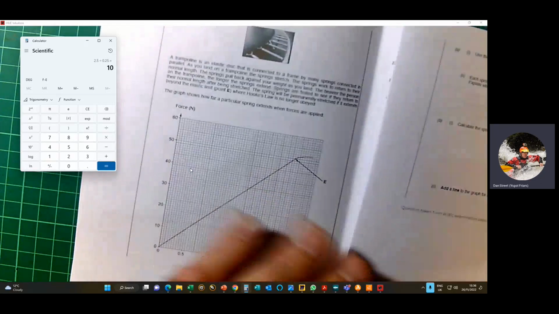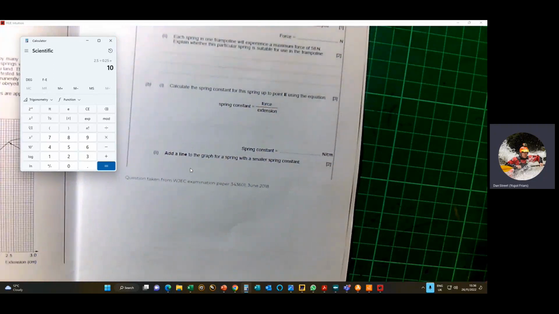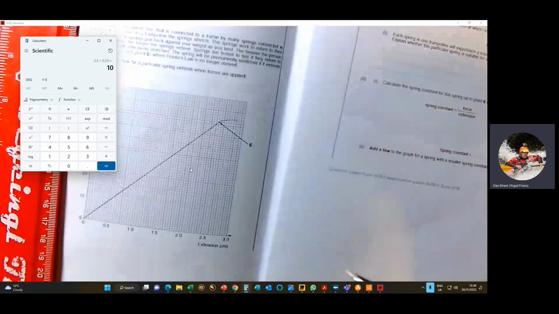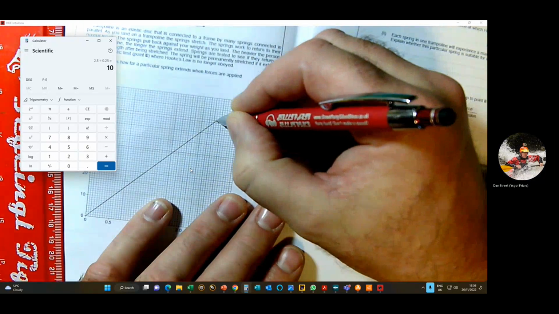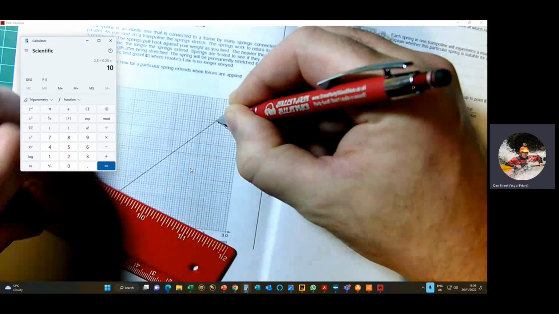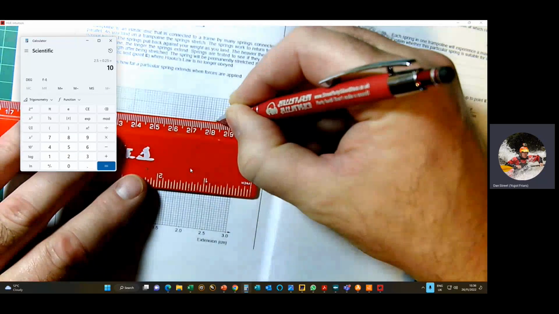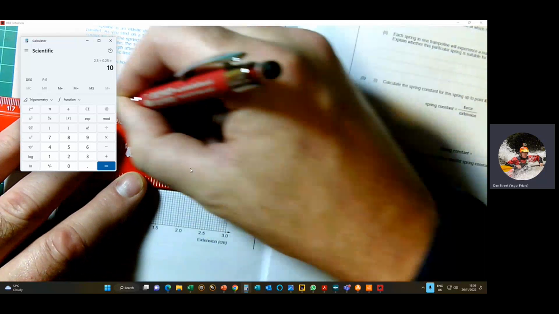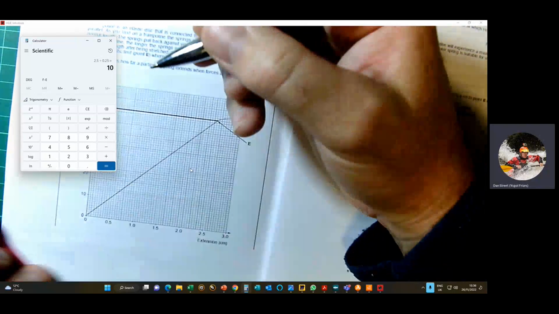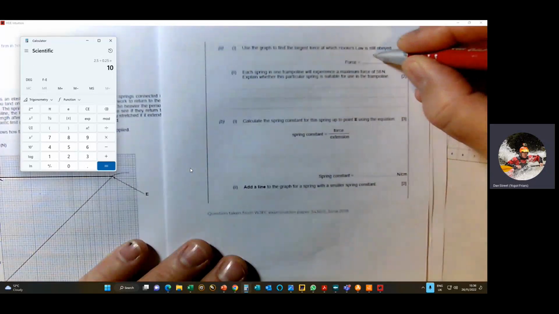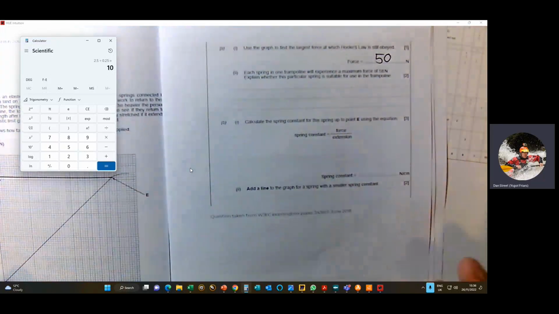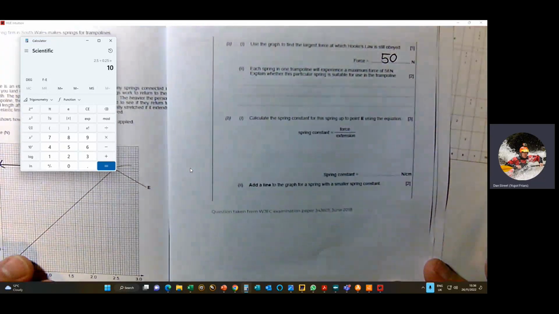Okay, so the first question says, use the graph to find the largest force at which Hooke's law is still obeyed. Okay, so that's this question up here. If we go back to our graph, we just need to find out at what force E is reached, the elastic limit is reached. And so we need to then track back to our force axis, and it tells us that the force is 50 newtons. Okay, so the force at which the elastic limit is reached is 50 newtons.